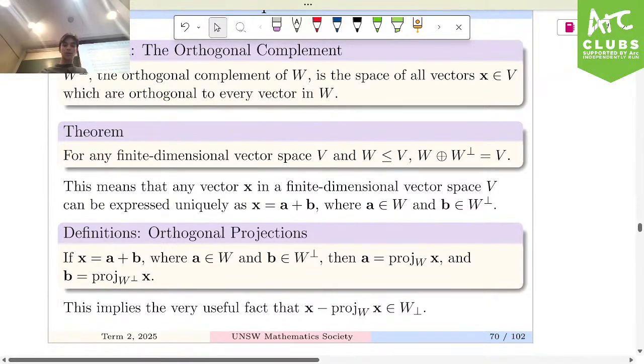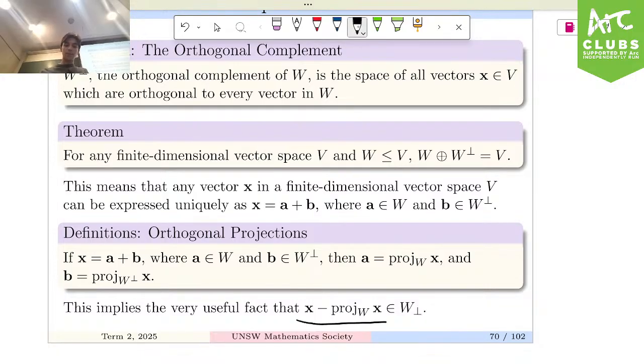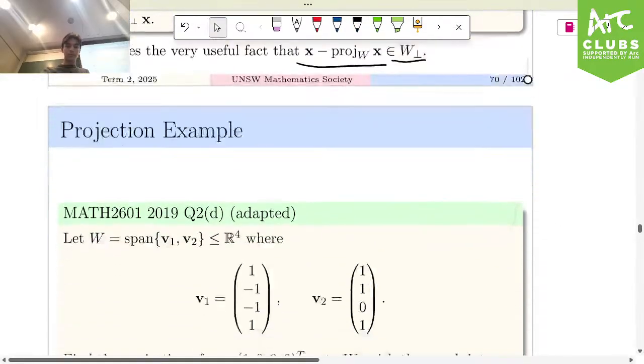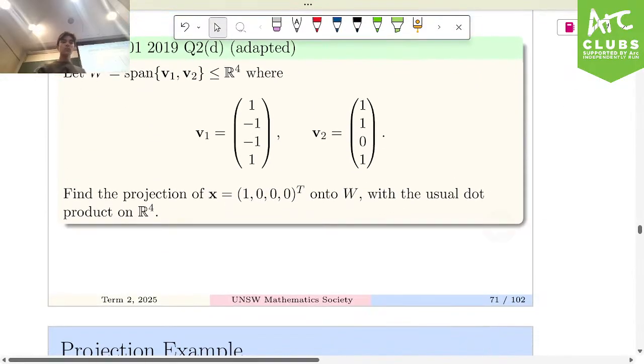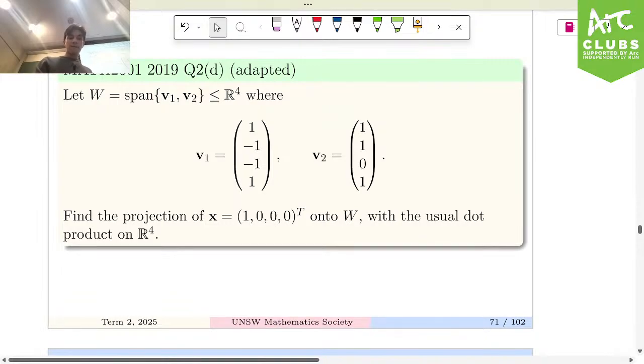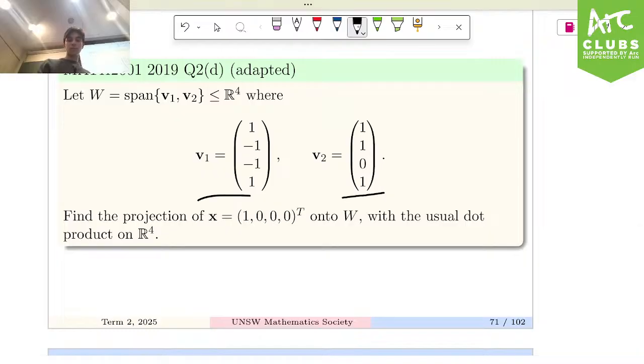And just as with, or at least a similar result to the one that we saw earlier, X minus its projection onto W is going to result in a vector that's in the orthogonal complement, W perp. So here's an example. We have W as a span of two vectors in R4. And we're asked to find the projection of this vector X onto W using the usual dot product on R4.